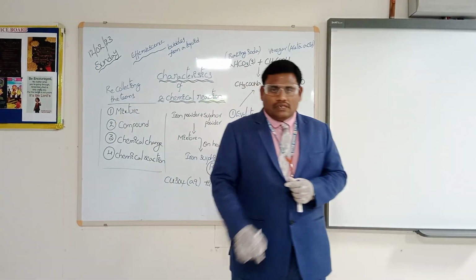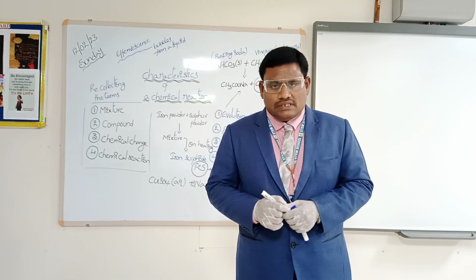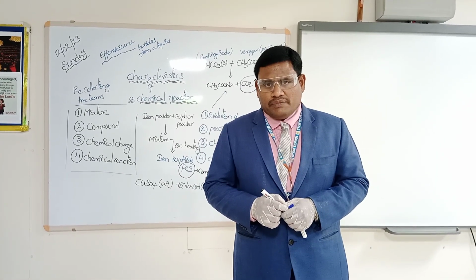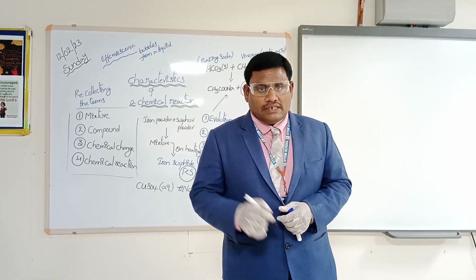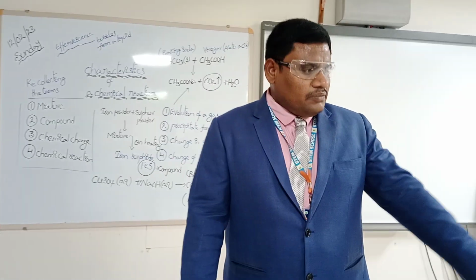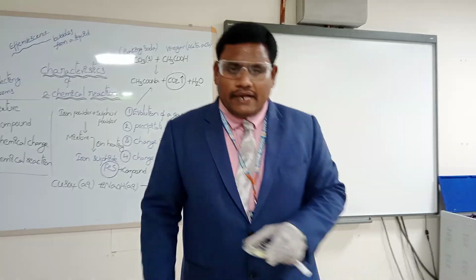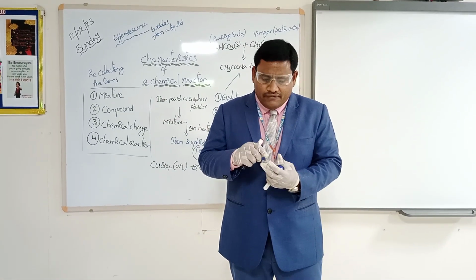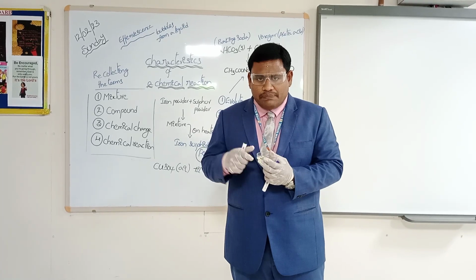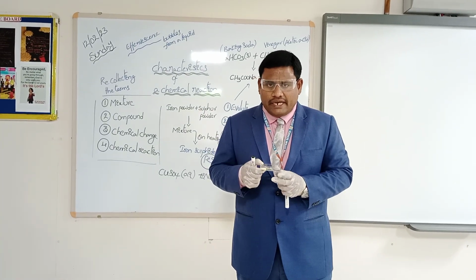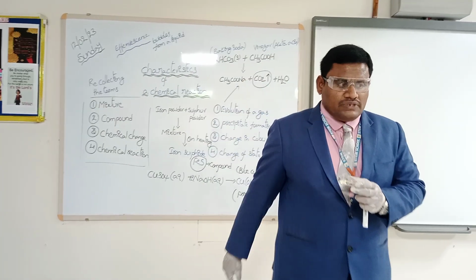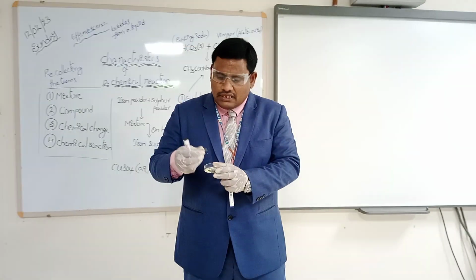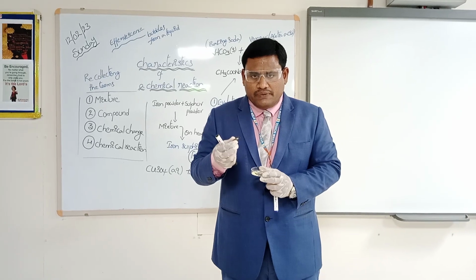If you take a mixture, the constituents of a mixture can show their original properties even after mixing. How can you prove it? Take an example. Suppose I have taken iron powder and sulfur powder in a petri dish and I mix them. After that, I can separate the iron particles from the iron powder and sulfur powder by using a magnet.